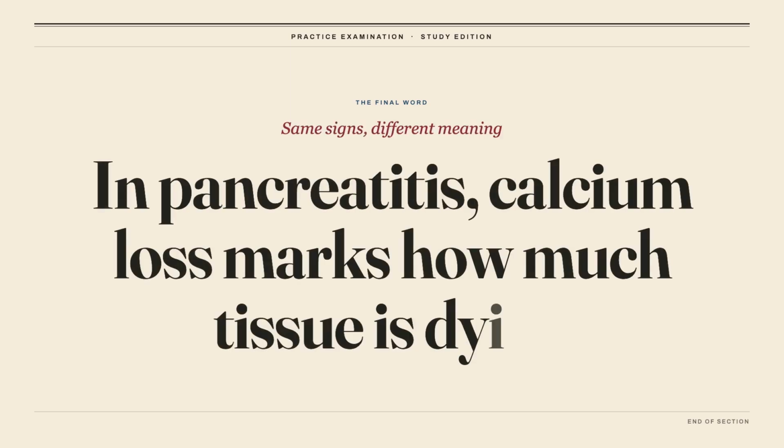In pancreatitis, calcium is consumed as fatty acids bind it in necrotic fat, making the level a severity marker for tissue death. After thyroid or parathyroid surgery, identical signs instead reflect lost parathyroid hormone, same bedside findings, entirely different trajectory.